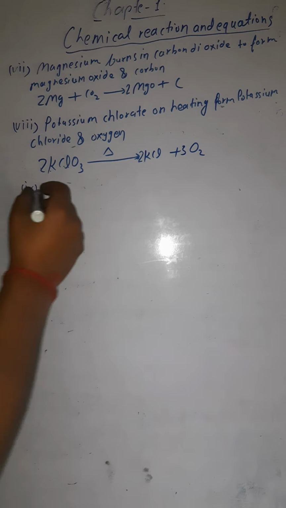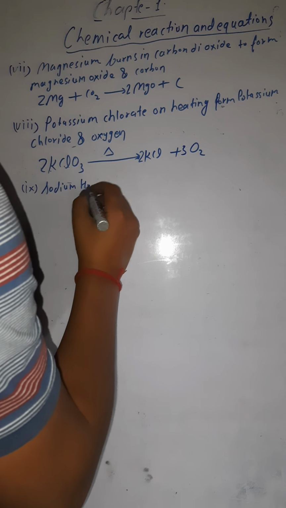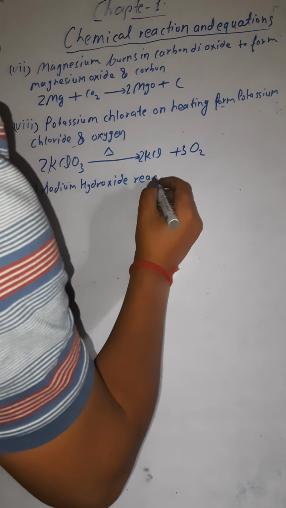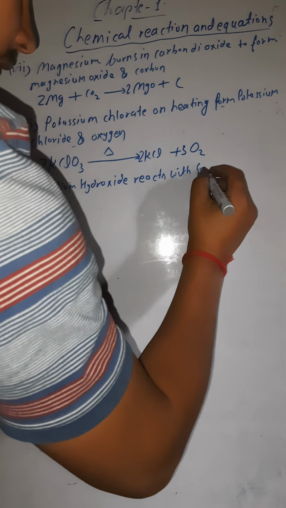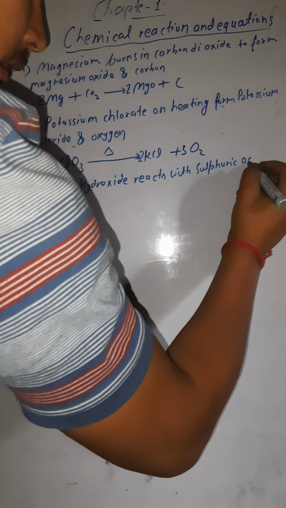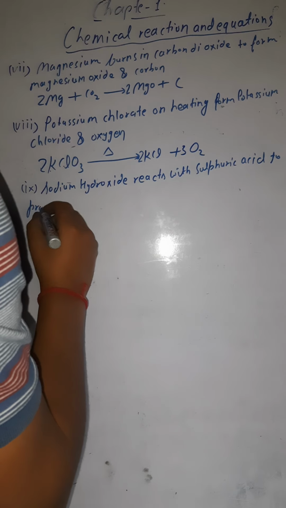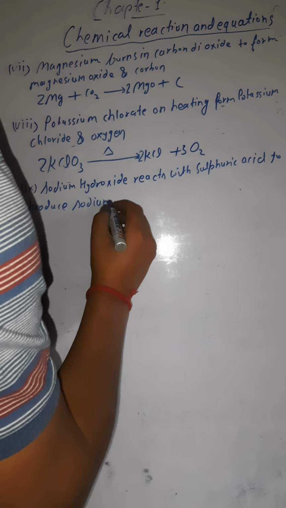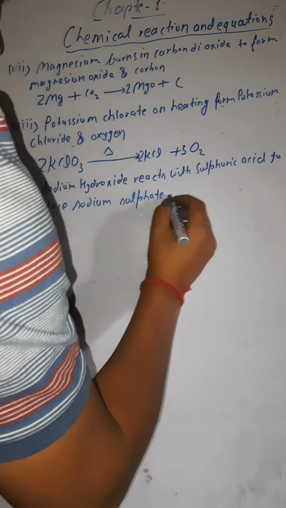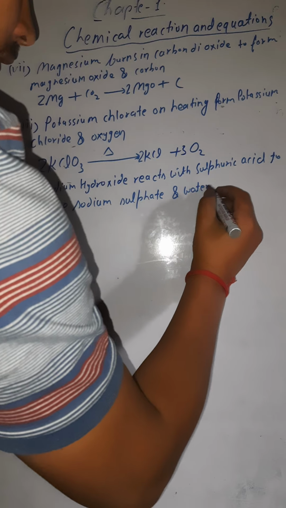Okay, now let's move to the ninth part of the question. Question number 9 is: sodium hydroxide reacts with sulfuric acid to produce sodium sulfate and water.